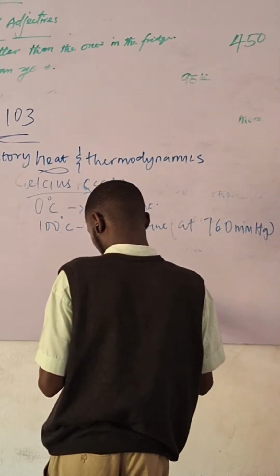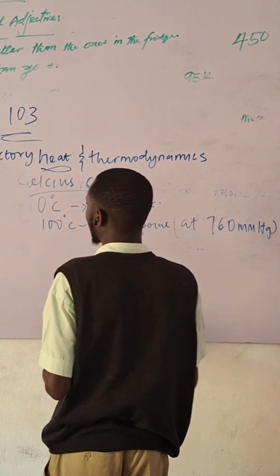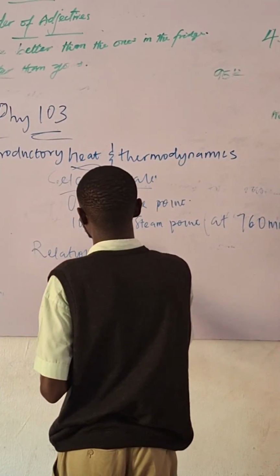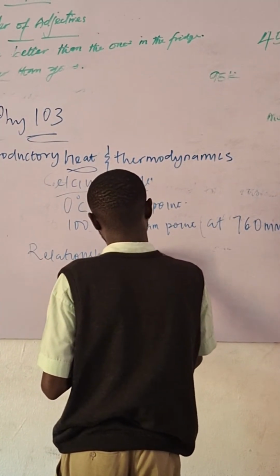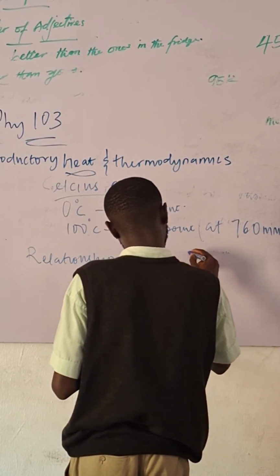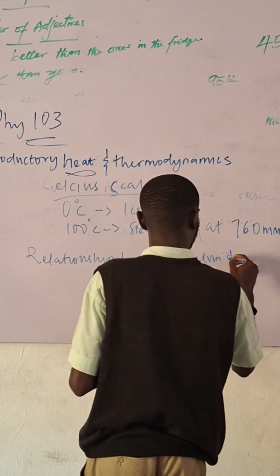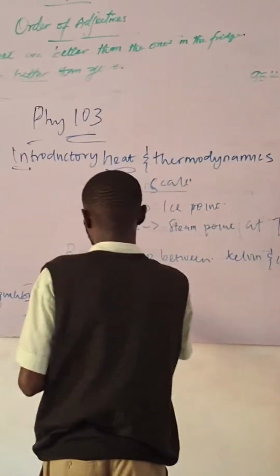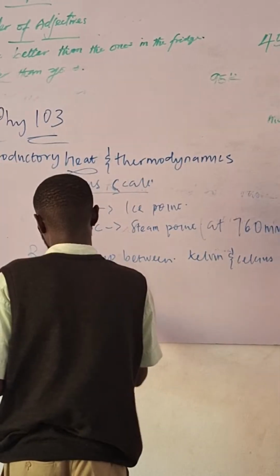So this is the Celsius scale now, and these are the units of the Celsius scale. You have 0 degrees Celsius, which is the ice point, and you have 100 degrees Celsius, which is the steam point, at 760 millimeters of mercury, that's the pressure. So just know all of those things.